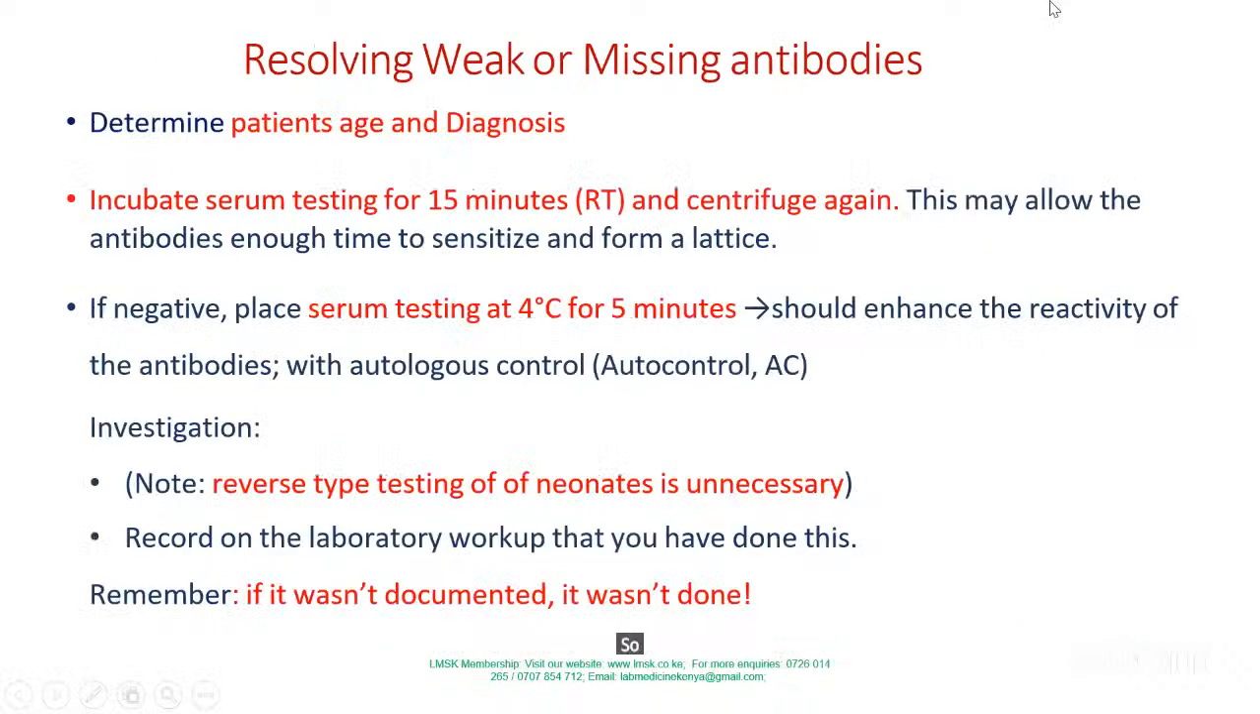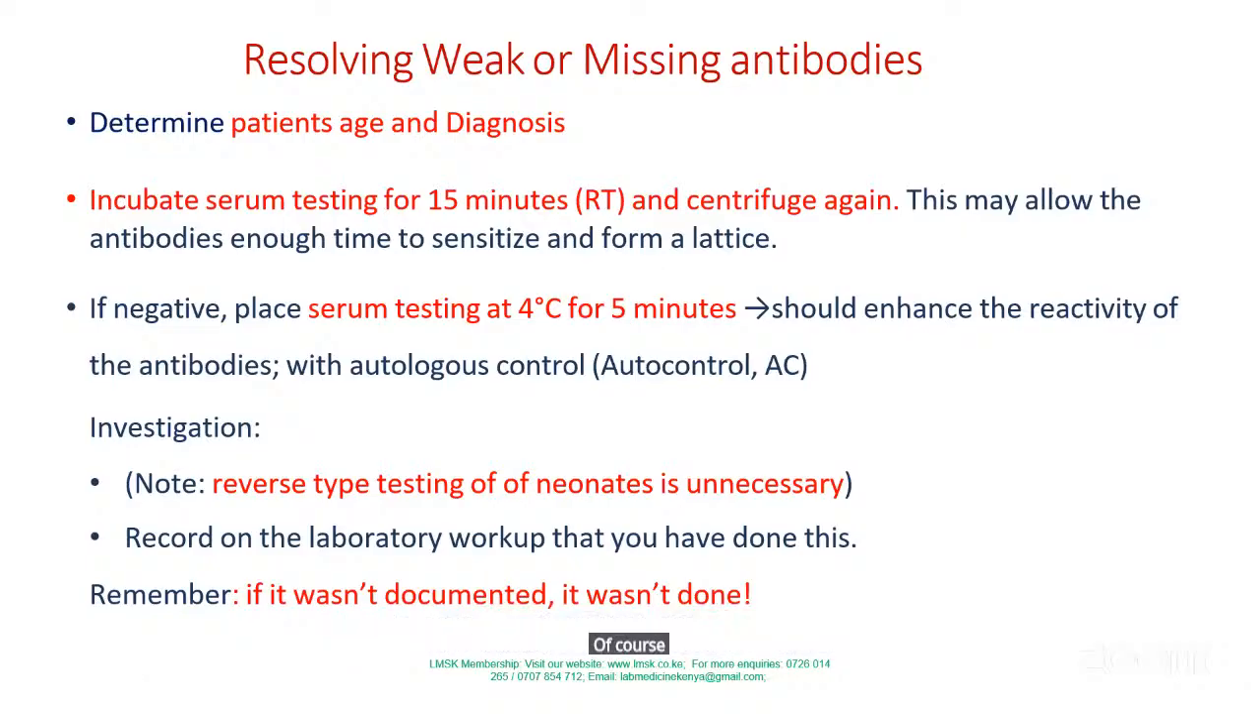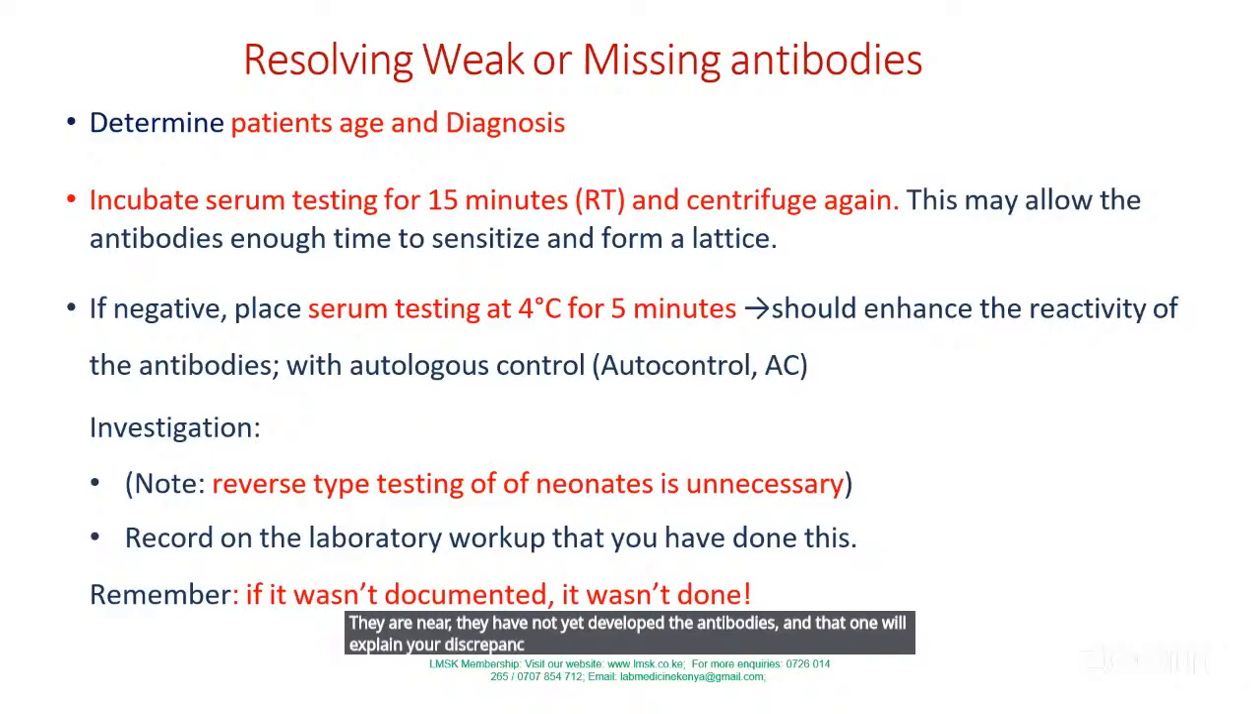So, resolving weak or missing antibodies, what you have to do is determine the patient's age and diagnosis. We have seen how age plays a critical role, because you have to know whether they are elderly or neonates. If they are neonates, they have not yet developed the antibodies, and that will explain your discrepancies. If they are elderly, then you expect weak reactions with their antibodies.